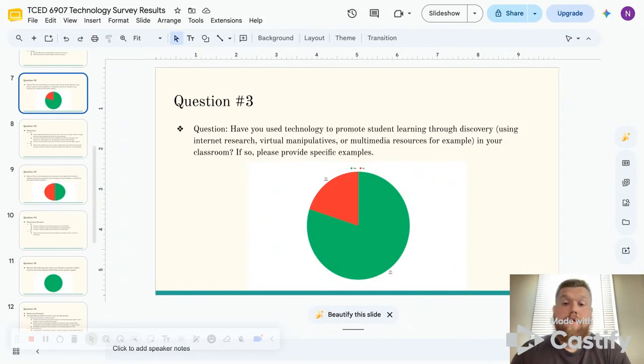Question number 3. Have you used technology to promote student learning through discovery, using internet research, virtual manipulatives, or multimedia resources, for example, in your classroom? If so, please provide specific examples. Now, up on the screen here, it is a yes or no for the pie chart that you see. You can see that still a majority of the respondents responded yes. 80% of the respondents responded yes, 20% responded no.